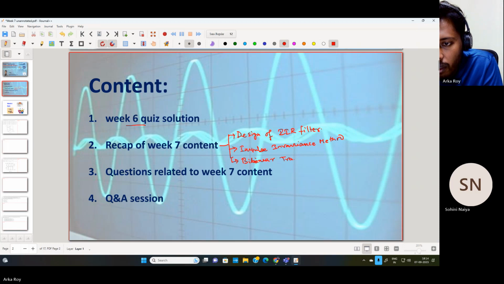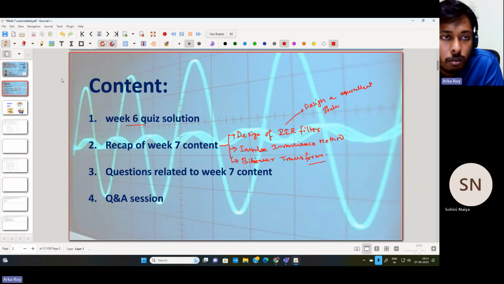We'll mainly focus on the impulse invariance method and how we can construct an IIR filter. There we'll see that we first need to design an equivalent analog filter, and from that analog filter we'll be able to construct an IIR filter.